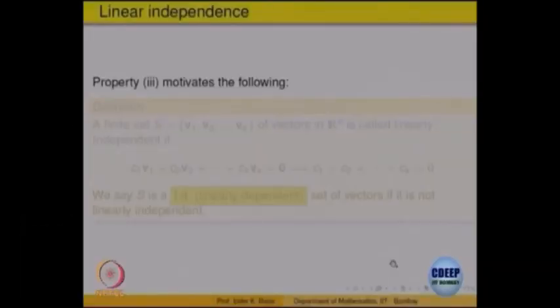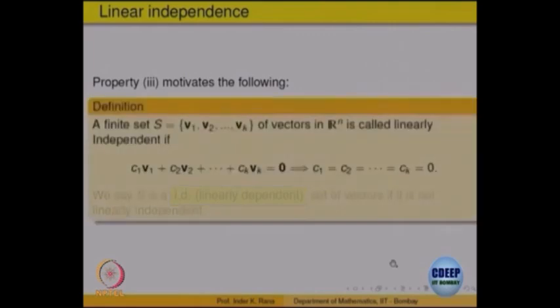What was property 3? It said every element has a representation, and 0 has a unique representation. The unique representation property is an important one, which will let us single it out. A set of vectors in Rn is called linearly independent if, when the sum of alpha_i v_i is 0, then each alpha_i must be 0. That property is called the linear independence of the vectors v1, v2, ..., vk.